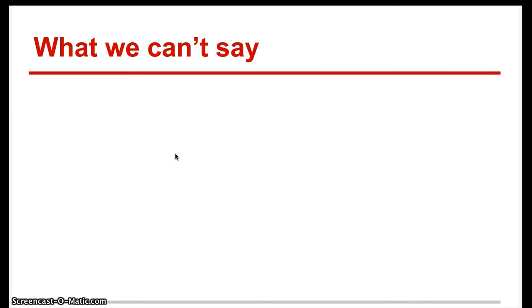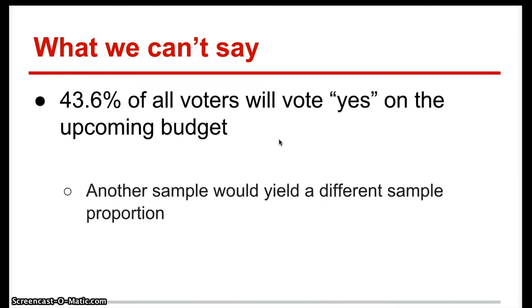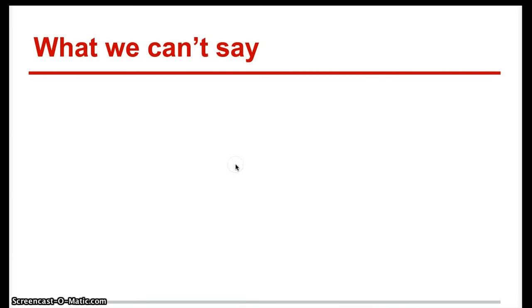The first are going to be things we can't say. We can't say that 43.6% of all voters will vote yes. Well, we can't say that because not all voters are like that. Our sample voted like that. And if you took another sample, most likely you would get a different sample proportion.